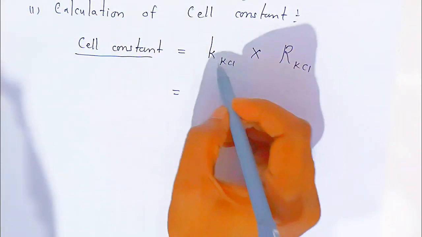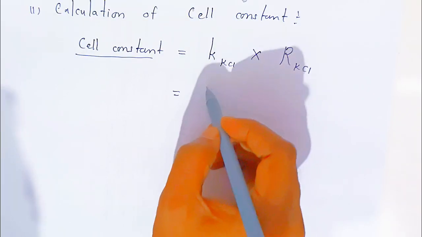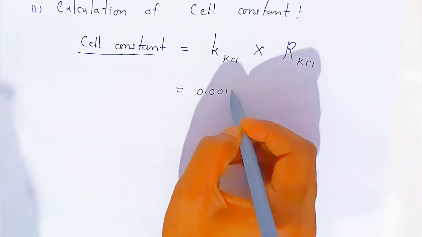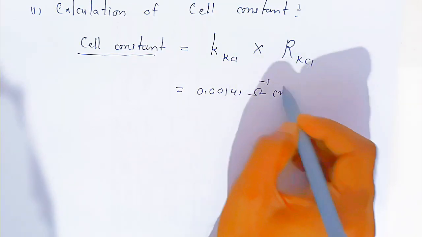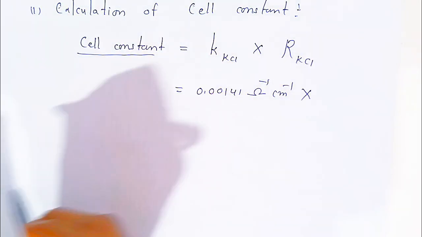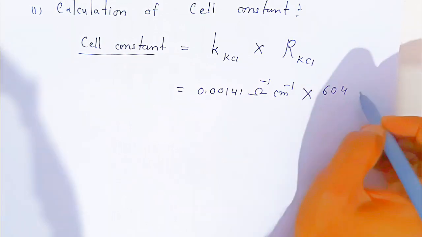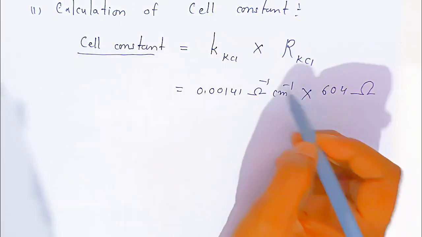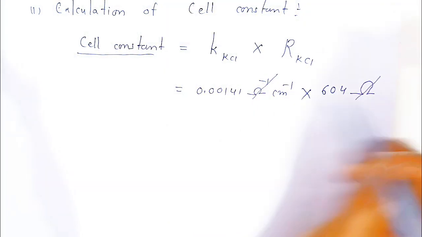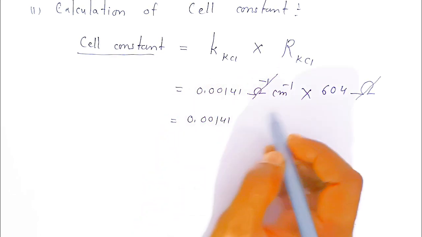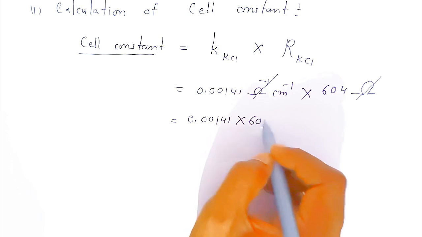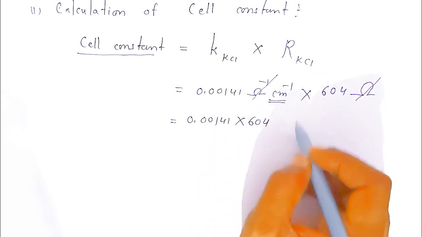Okay students, what is given students? Conductivity of KCl is given to you, 0.00141 per ohm per centimeter. Okay students, you have to multiply with resistance, 604 ohm. What happens students? This ohm inverse and ohm will cancel. You are getting 0.00141 into 604. This is only you are getting, centimeter inverse.